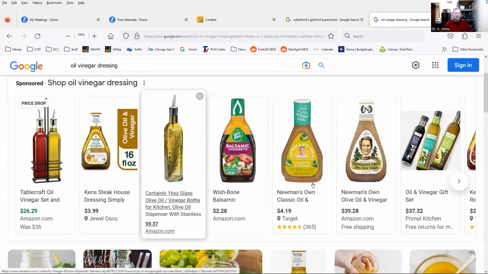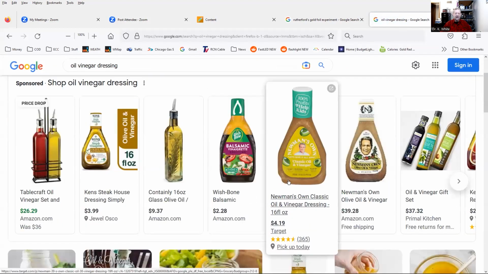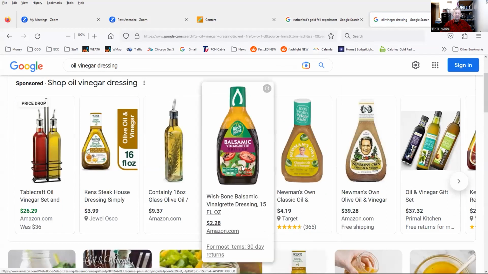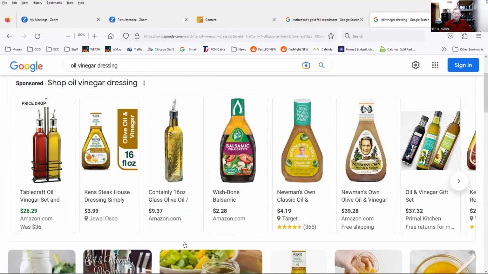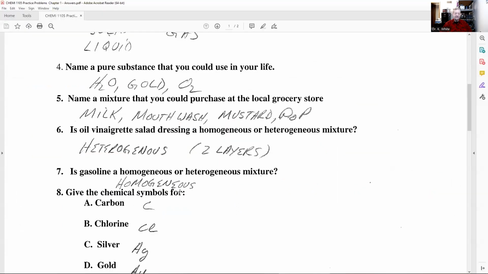If you look on the screen, you see oil, vinaigrette, dressings, bottles. And if you look at the Wishbone balsamic vinaigrette, you see two separate layers, which means it's heterogeneous. Is gasoline a homogeneous or heterogeneous mixture?